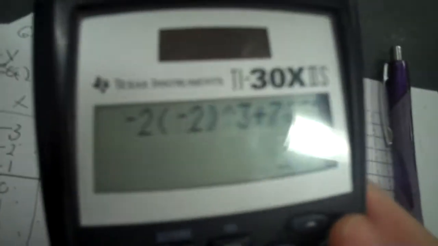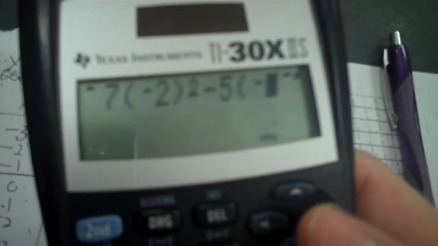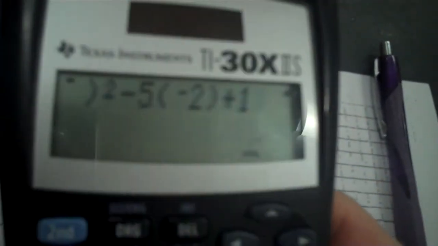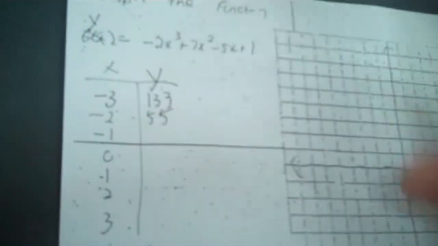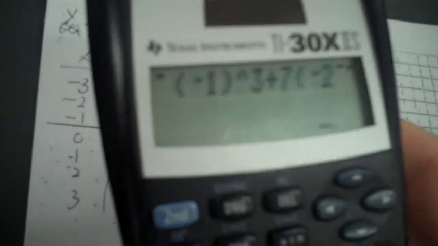Now I click the up key, and I replace the -3's all with -2's. Okay, click equals, we have 55. Click the up key, replace the -2's with -1's. 15. Now when x is 0, you can just basically cover up all the x's and you have that constant of 1 at the end. So 1 is your y value.